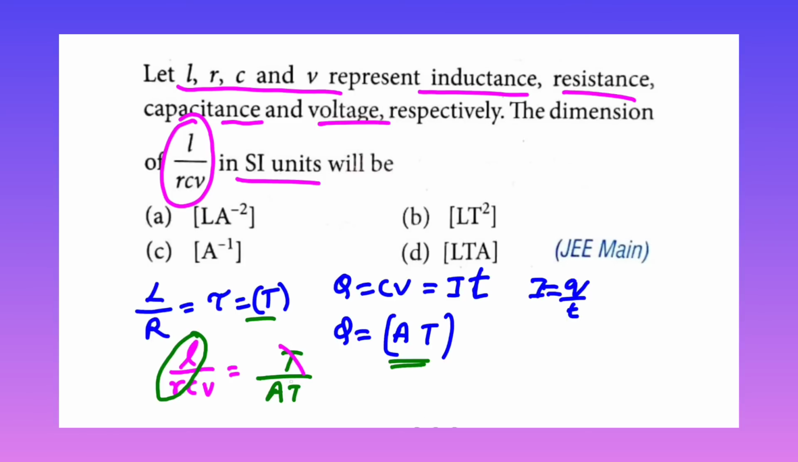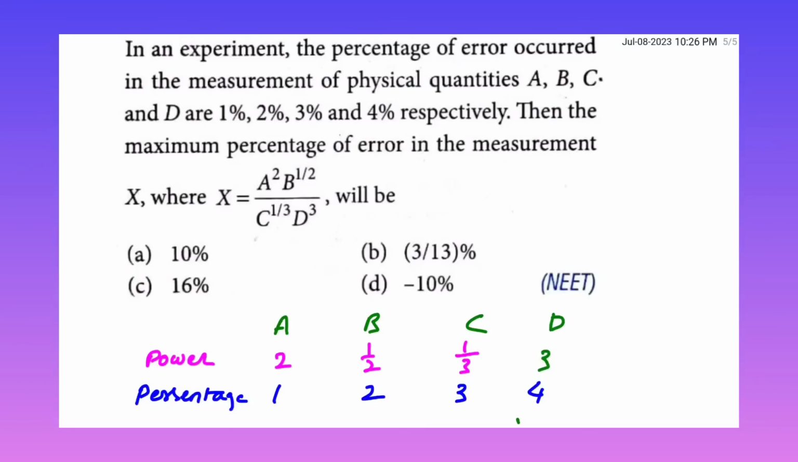That's it. TT gets cancelled. Your dimensional formula is A power minus 1. That's it. Thank you. How will you solve this previous year NEET question in a simple shortcut method?